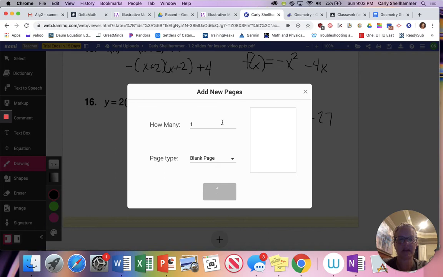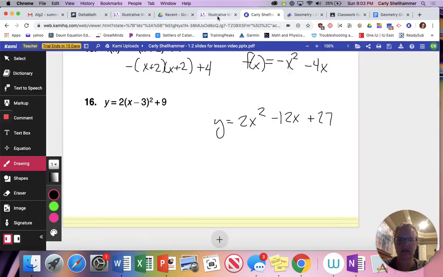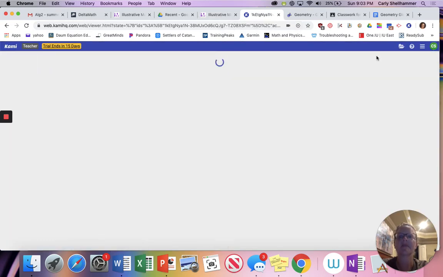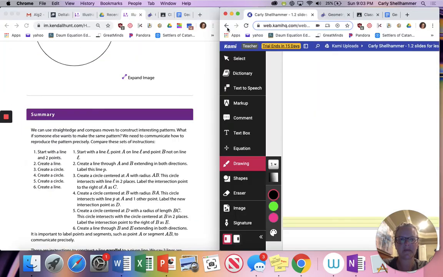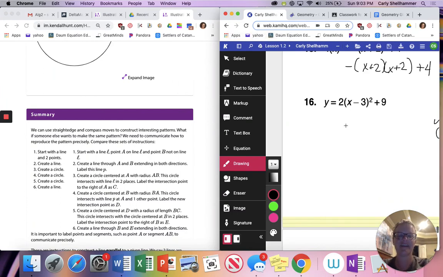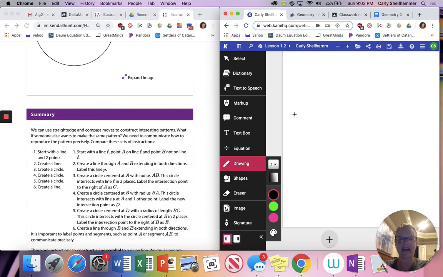So I'm adding a page, it's a blank page, and then I'm going to split the screen. Okay, there we go, blank page, split the screen. Yeah, okay, we don't need that. Now I can draw. I'm going to follow these instructions right here, okay? And this is going to be good.